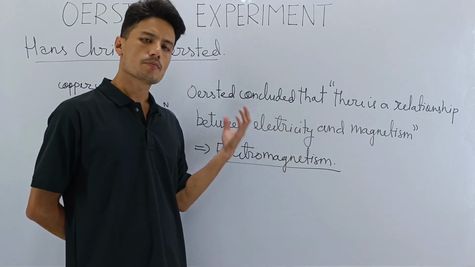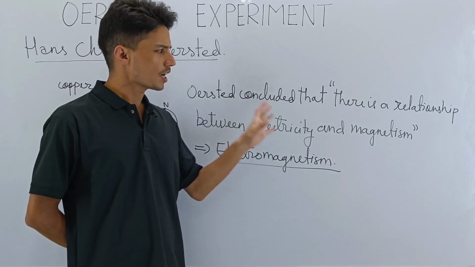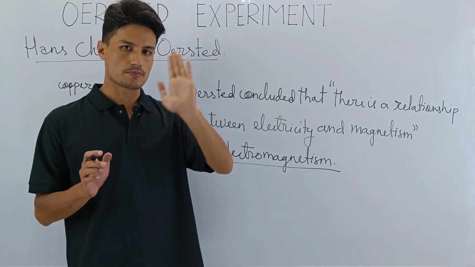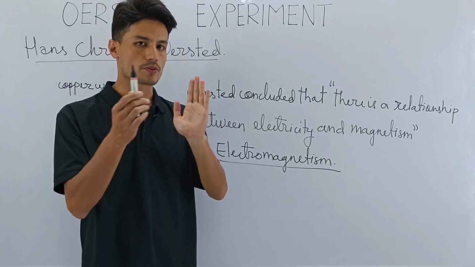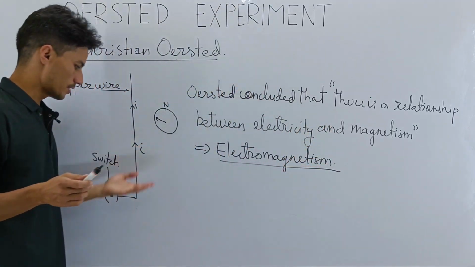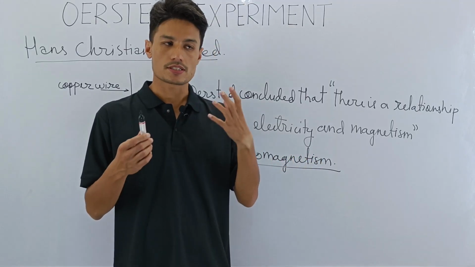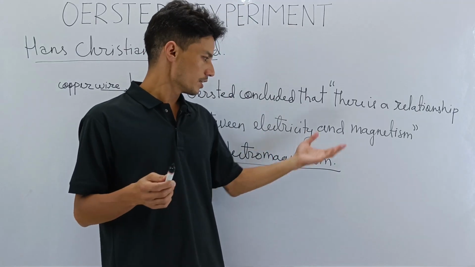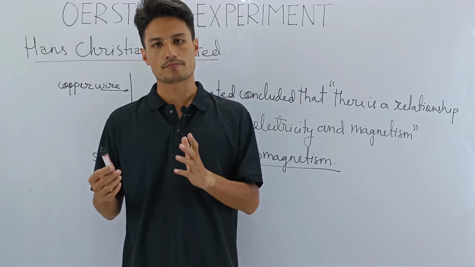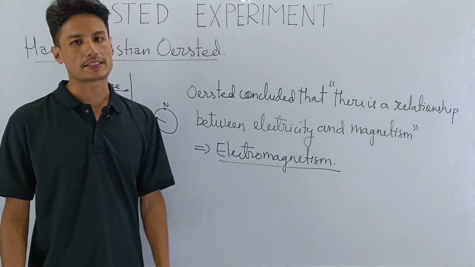Before Oersted did this experiment, people had a strong belief that current and magnetism had no relationship. Current was black, magnetism was white. That was how people believed. But after Oersted did this experiment, the understanding changed. Scientists found that there is actually a relationship between current and magnetism, which we now call electromagnetism.